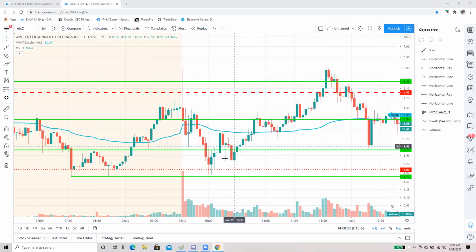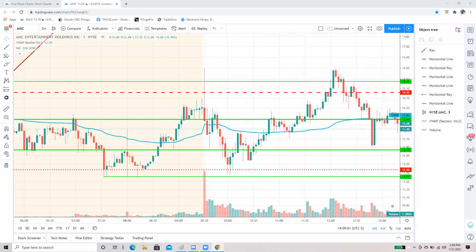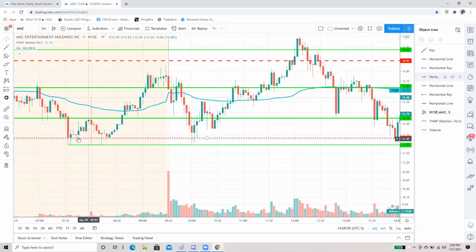So my stop loss is always going to be right below here. So now I see during the day that this is my last line of defense. The stock comes down all the way to my last line of defense. Do you guys see it? Yep. Okay, it comes down to my last line of defense. And what does it do?